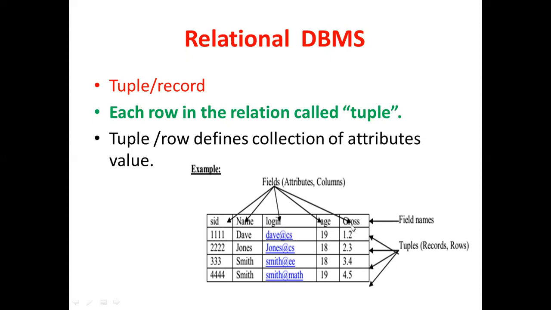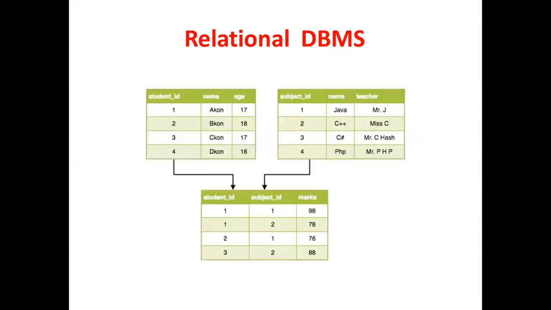These attributes are defined and represented with the help of one row, and this one row is called a tuple. In this way, the relationship between the different objects in a database is represented, and that's why it is called a relational DBMS.